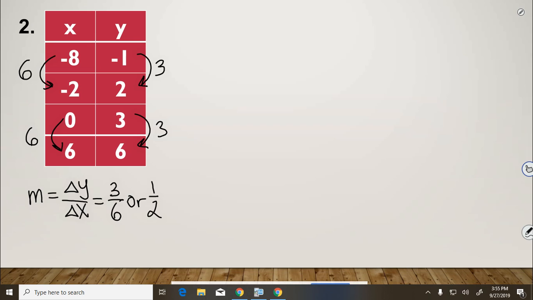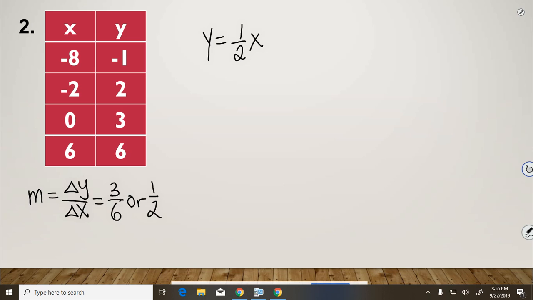If I expand this and go -1 to 6, I've gone up 7. And -8 to 6, I've gone up 14, and 7 over 14 is also 1/2, proving that our slope for this table is 1/2. So y equals 1/2 x plus or minus the b value.